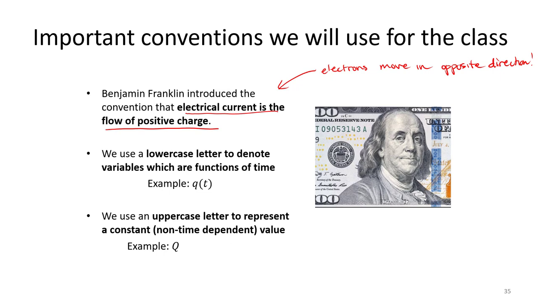Another convention: we use a lowercase letter to denote variables which are functions of time. For example, here charge q of t, lowercase q, means charge is time dependent. And finally, we use an uppercase letter to represent a constant value. For example, capital Q here means a constant charge. In this case, a constant charge is not changing with time. A lot of textbooks use this convention, so just be aware: a lowercase letter is for time-dependent quantities, and a capital letter is for non-time-dependent ones.